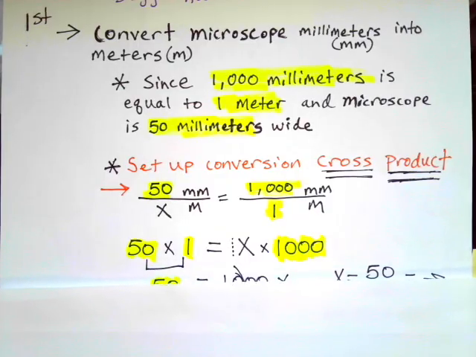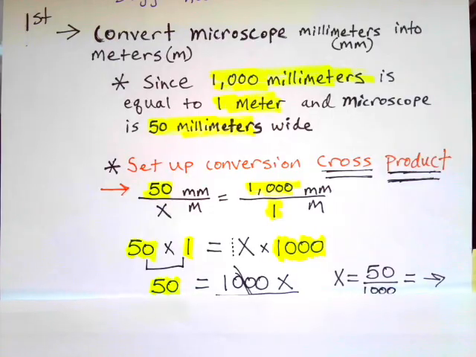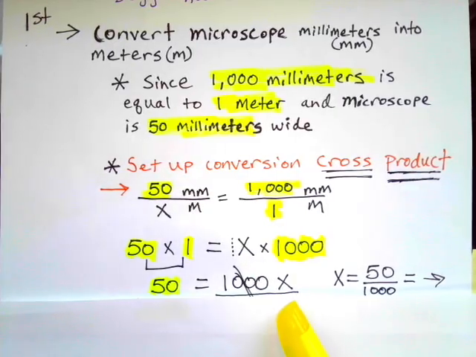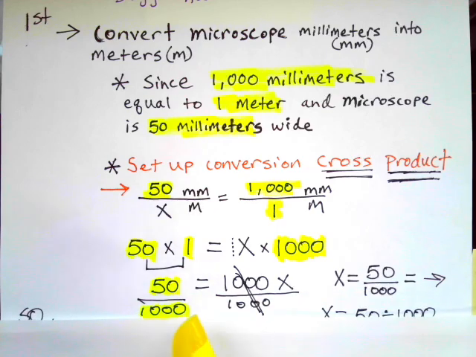So we have here 50 times 1 is 50. And 1x times 1,000, or 1,000 times 1, is 1,000x. Now I want to solve for x, get x all by itself. What's the opposite of multiply? Divide. What I do to one side of the equation, I've got to do to the other side. So 1,000 divided by 1,000 is that 1x. 50 divided by 1,000, I'm showing you here.